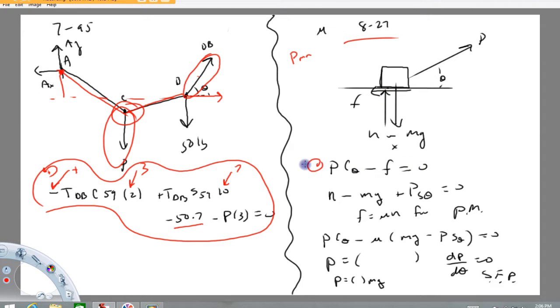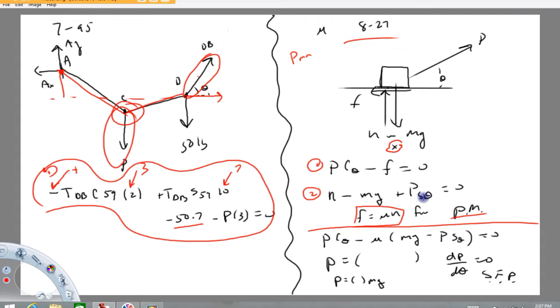Now, if we consider sliding friction first before tipping, then we've got P cosine theta minus F equals 0. I'm going to call that equation 1. Sum of forces in the y direction is going to be this equation, N minus mg plus P sine theta equals 0. And if we're considering sliding or impending motion, then the frictional force is equal to the coefficient of friction times the normal. So where we got hung up in class was we were actually overthinking it. The location of this normal is not important for the sliding, so we don't really need to worry about that.